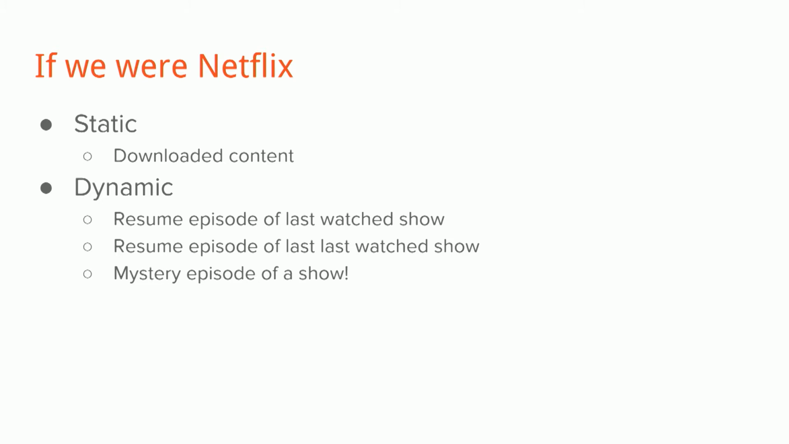So back to the Netflix example again. For the static shortcut, I would probably do it for launching downloaded content, because that's just one place where you want to go in the app. For the dynamic shortcut, it could be anything. It could be something like, resume the episode of the last watched show. And this will always be different, right? Because the user is always watching different kinds of shows. Or it could be going to a random show that we think you'll like based on our algorithm. So it could literally be anything.